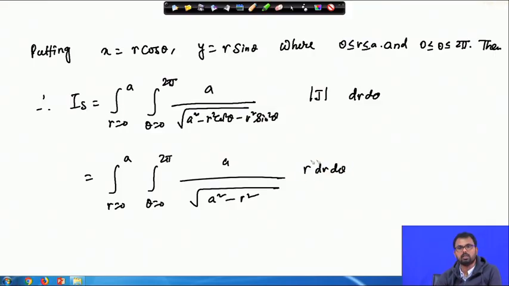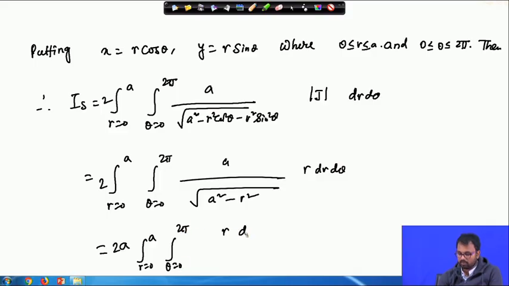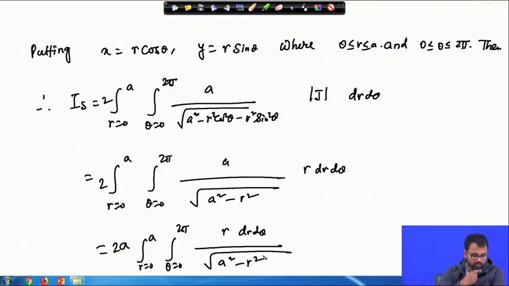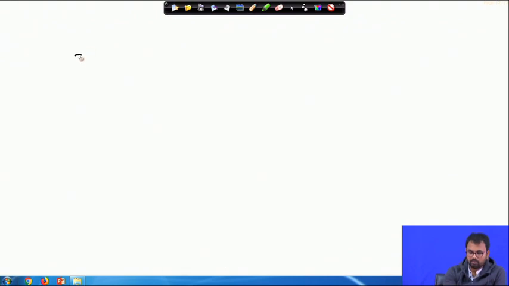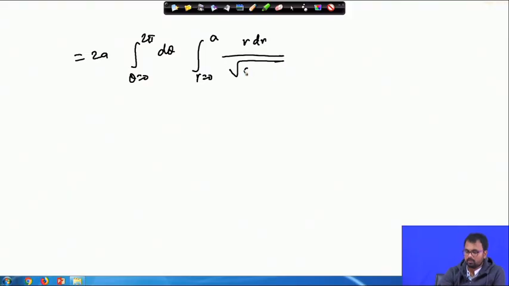We have already seen it many times how we can calculate the Jacobian for this transformation, and therefore we will end up with a times, so of course there is a 2 here, so 2a times the integral of r dr d theta over the square root of a square minus r square. Now we separate theta and r because they are not mixed up together. So 2a times the integral of d theta from 0 to 2 pi, times the integral of r dr by the square root of a square minus r square, r running from 0 to a.